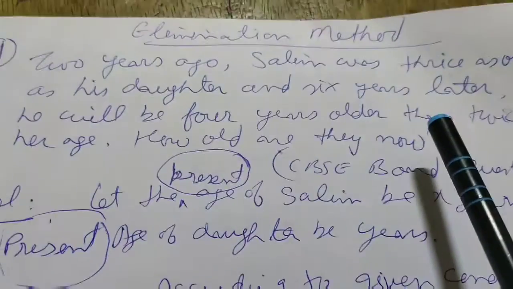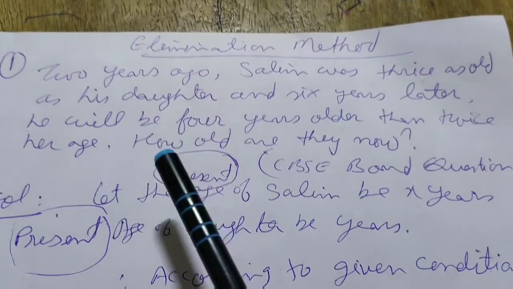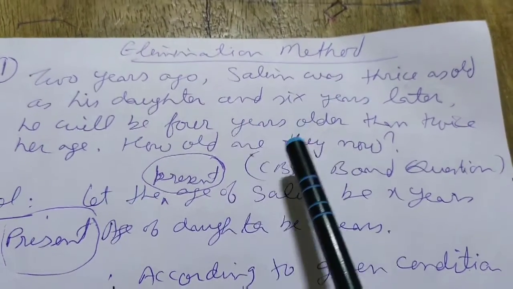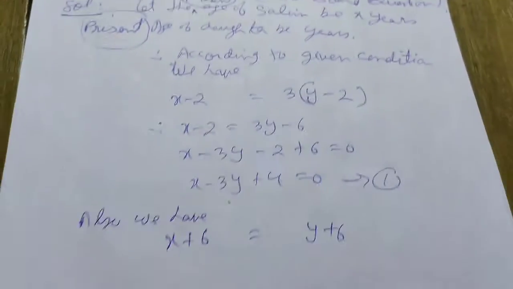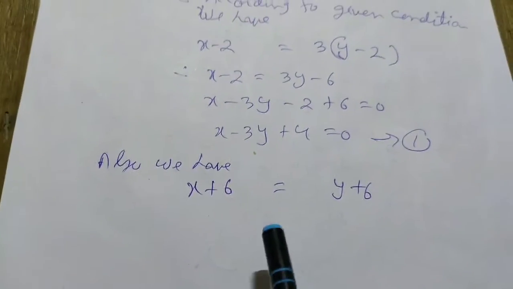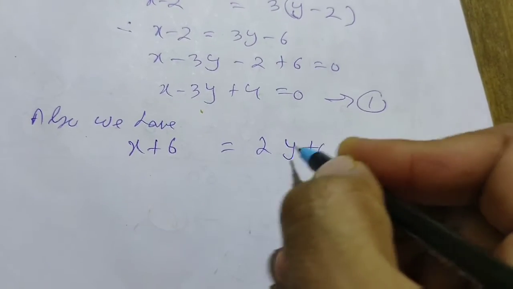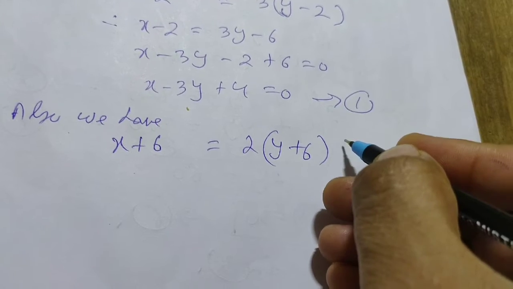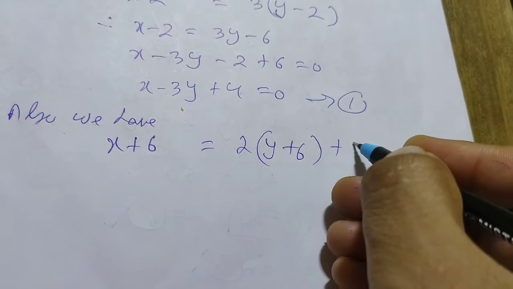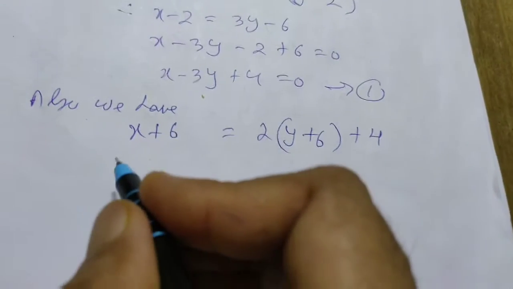The correct one will be found by again reading from here. What is that? 6 years later he will be, that means he means Salim, he will be 4 years older than twice her age. So what is the age of her daughter? y plus 6. Twice will be 2 into y plus 6, and it is given that 4 years more than double. So that means 2 into y plus 6 plus 4. So this is the equation.